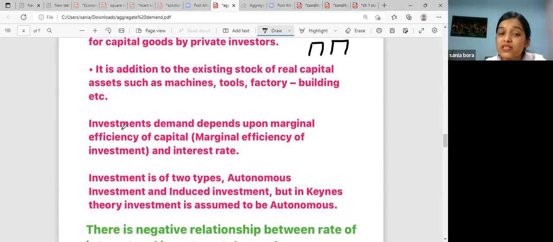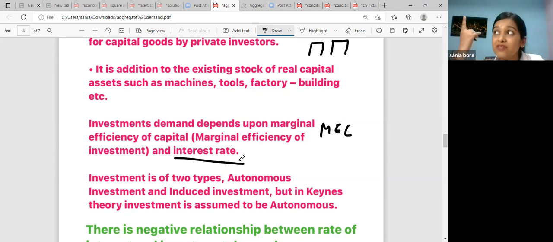Investment demand depends upon the marginal efficiency of capital and the rate of interest. Now, how will you invest, and what are the factors that affect investment? Investment demand depends upon the marginal efficiency of capital, known as MEC, and the interest rate. For example, by investing here you are getting a 10% rate, and by investing somewhere else you are getting a 20% rate. So you will invest there. These two factors decide that.